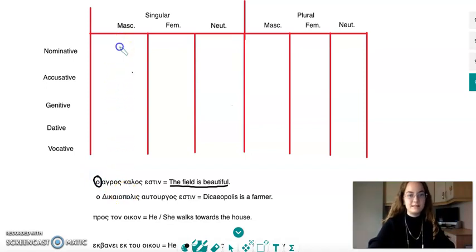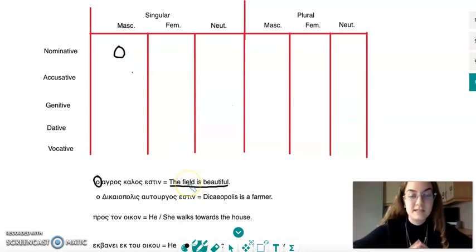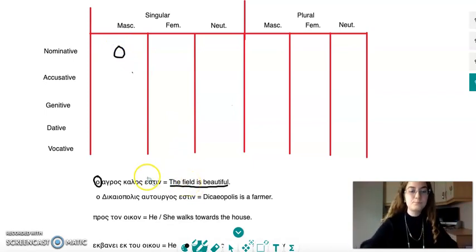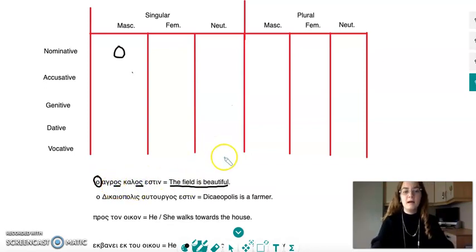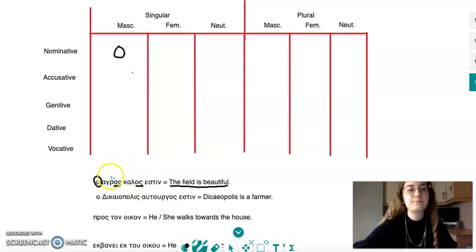So we can write that in our table. It is masculine and nominative, because "the field" in ancient Greek is masculine. And we can tell that by the endings here, "-os." That is a masculine ending. And "agros" is "the field," and "kalos" is "beautiful." So they have the same endings because they are nominative, and so they are governed by the article "ho."